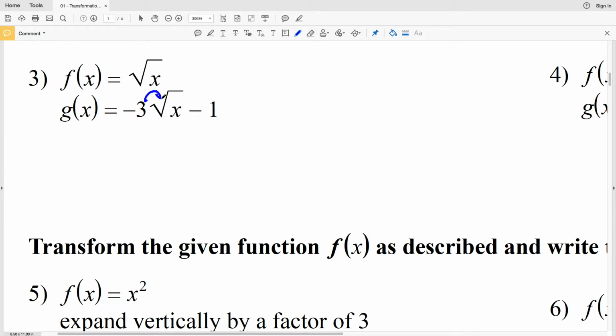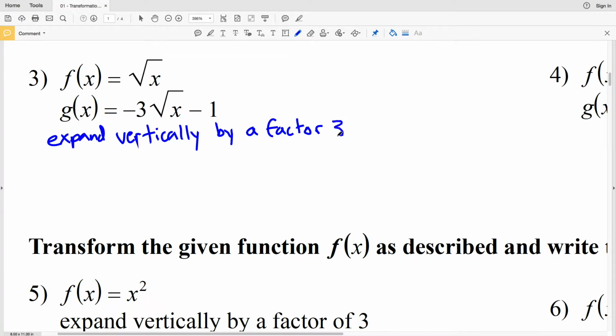The 3 is multiplied to our function, the square root of x. Multiplying a number to a function, our function is the square root of x, so we're multiplying that 3 to the square root of x. When we do that, it's going to expand the function vertically, and it expands it by the factor of what that number is. So f of x is going to expand vertically by a factor of 3. So again, multiplying to the function itself expands it by a factor of whatever the value is.